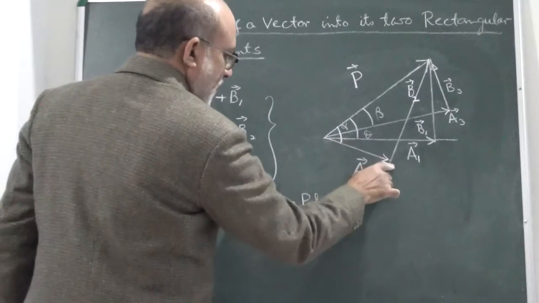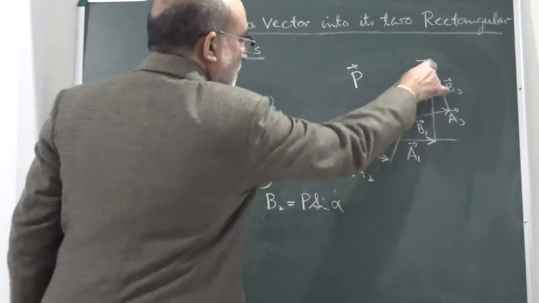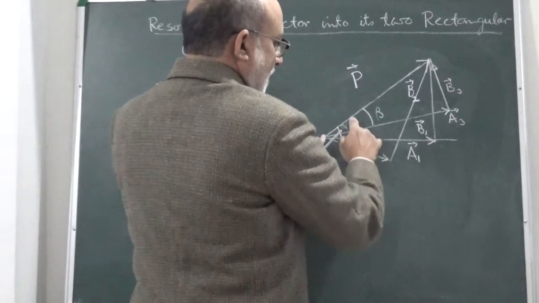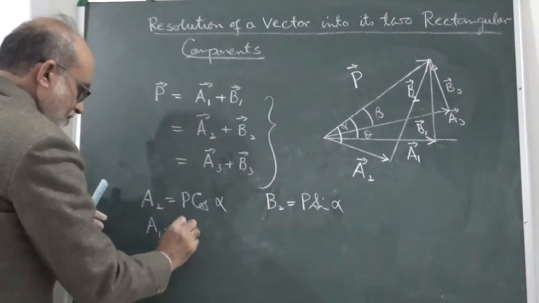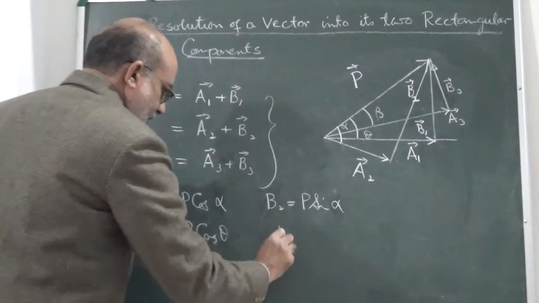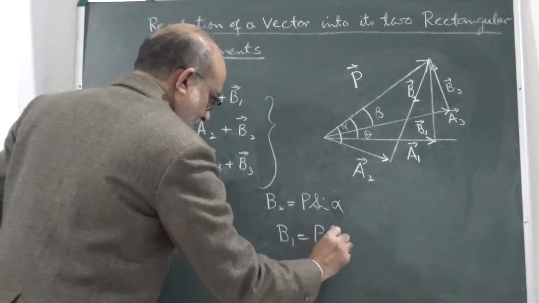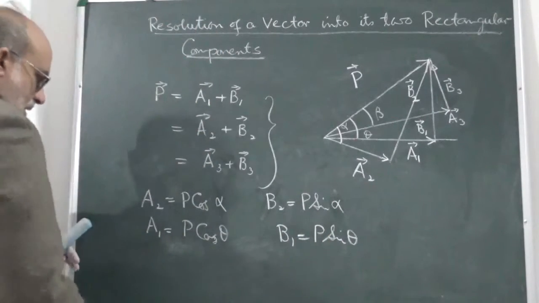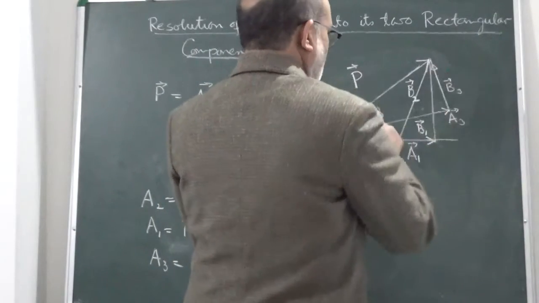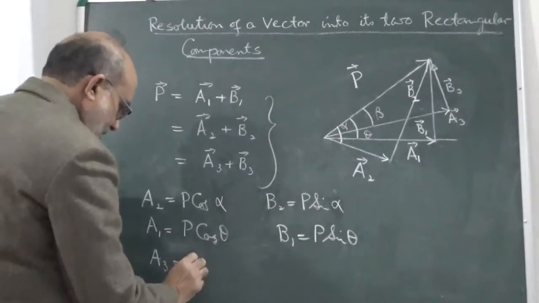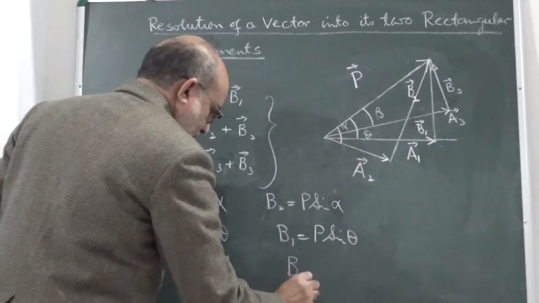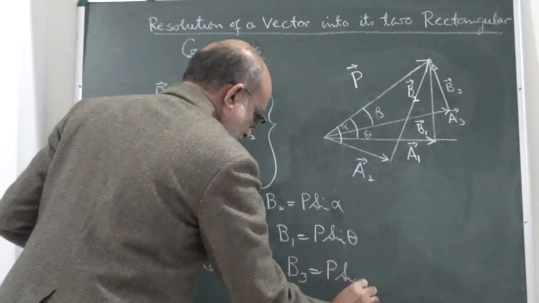This is alpha. So A2 is P cos alpha and B2 is P sin alpha. A1 makes angle theta, so A1 is P cos theta and B1 is P sin theta. Similarly A3 and B3 make angle beta, so A3 is P cos beta and B3 is P sin beta.